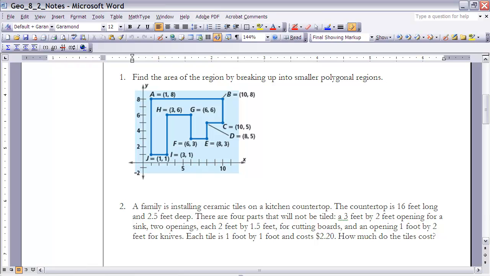As we look at this, there are a number of ways that we can break it up. What I'd like you to do right now is see if you can pause the video and take your picture and see if you can break it up into rectangles.